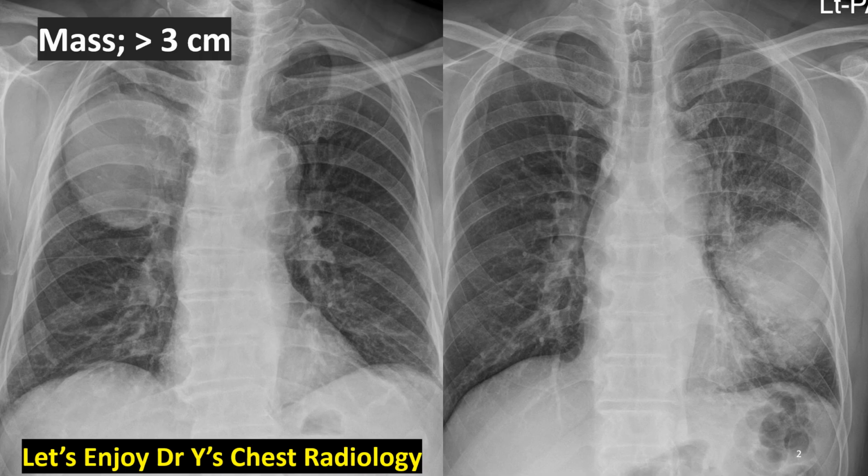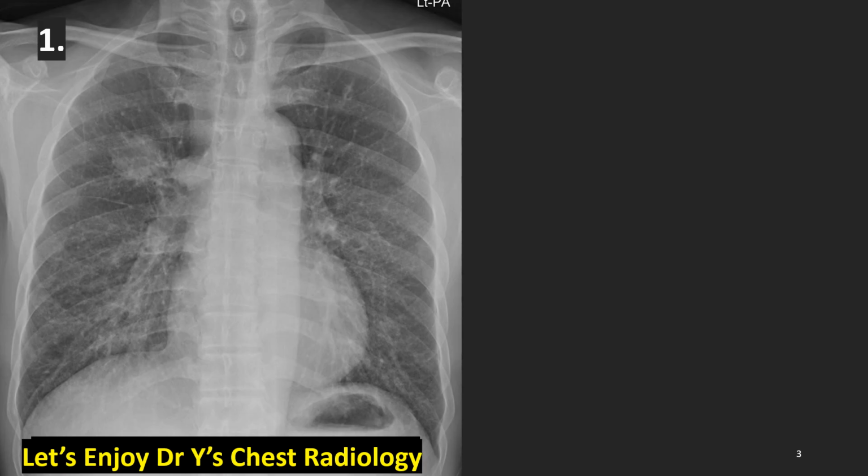Mass is defined as more than 3 cm in size in longest diameter. We see two large masses in right upper lobe and left lower lobe. Let's go.